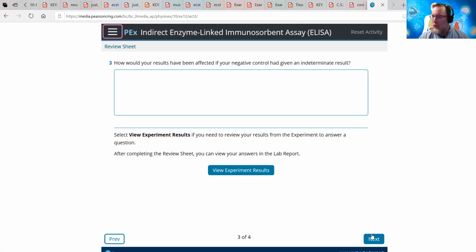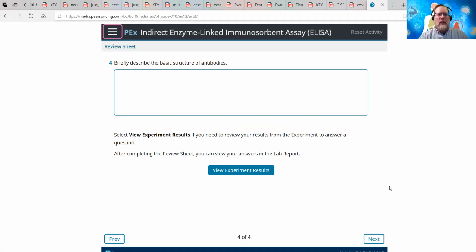What if our negative control was a 0.42, so it showed up as indeterminate? Somewhere we bungled. We've got some sort of contamination going on, maybe with the buffer, maybe with the substrate. Hard to say, but either way, the whole point of doing the positive and negative is to make sure all of our equipment and all of our chemicals are what they should be, that they're functional.